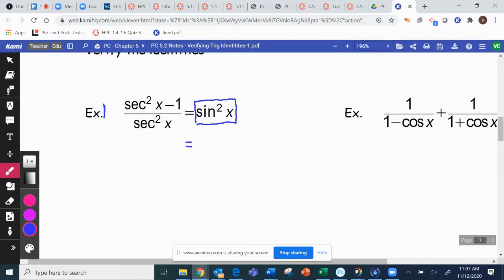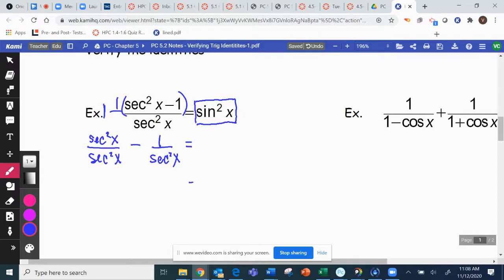I'm going to approach this by taking the secant squared x that's in the denominator, which is like multiplying by 1 over secant squared x. It's the same thing: instead of dividing by a number, I can multiply by its reciprocal. Then it becomes the distributive property. So I write my numerator secant squared x over my denominator secant squared x, minus 1 over secant squared x. I distributed that 1 over secant squared x to both terms in the numerator. So that is one step.